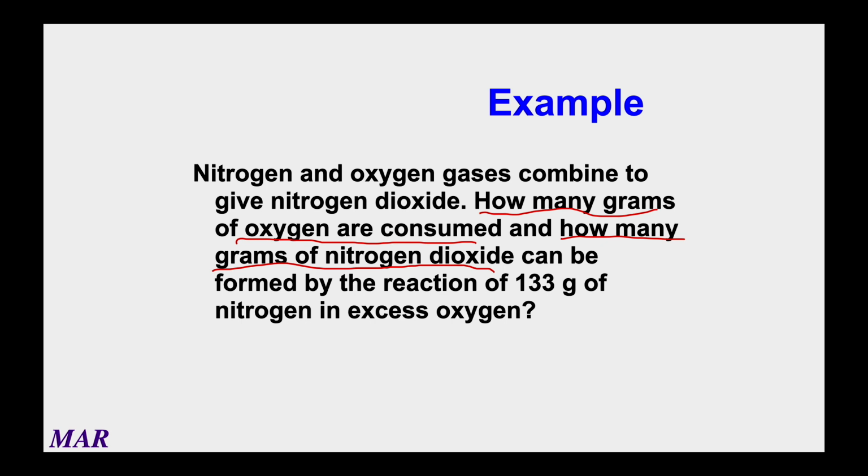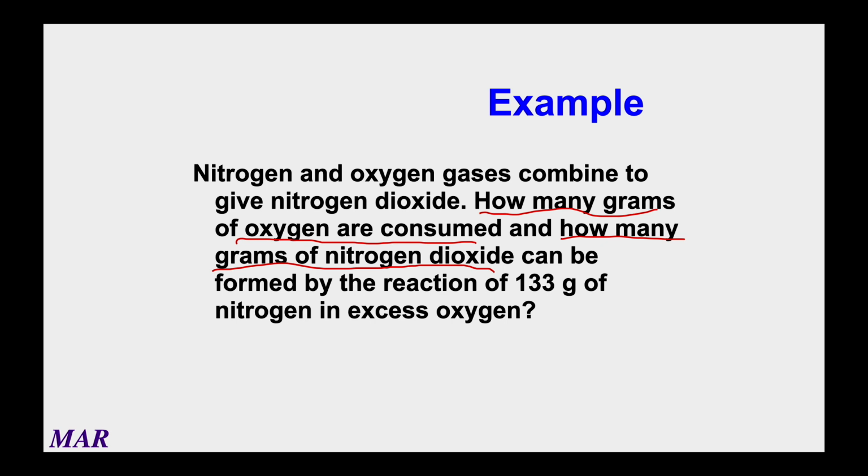So in this problem, we're starting with 133 grams of nitrogen. And it says, how much oxygen do we need? How much nitrogen dioxide will we make? We have an excess of oxygen, so that means we got more than we need. But we do want to know how much it's going to take up.